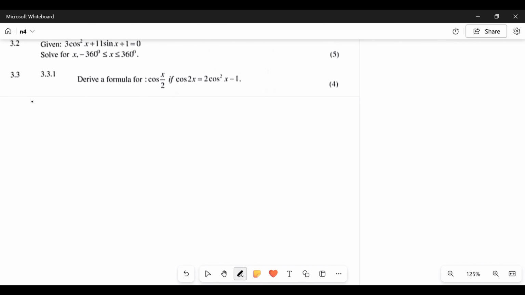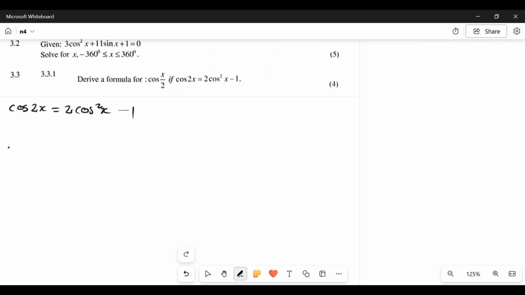So it's not really that difficult, guys. First, we are given cos 2x is equal to 2 cos squared x minus 1. So this is what we have there. So what we have to do here is to make cos the subject of the formula first. So what we can do here is to transpose this negative 1 to the left hand side.